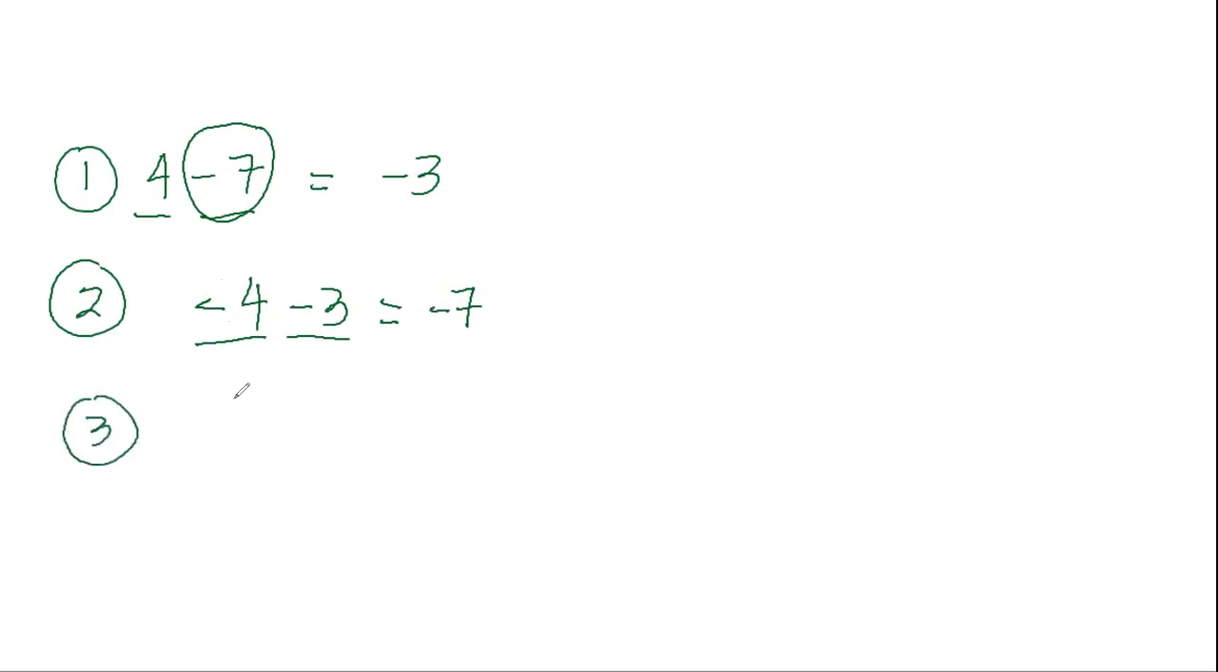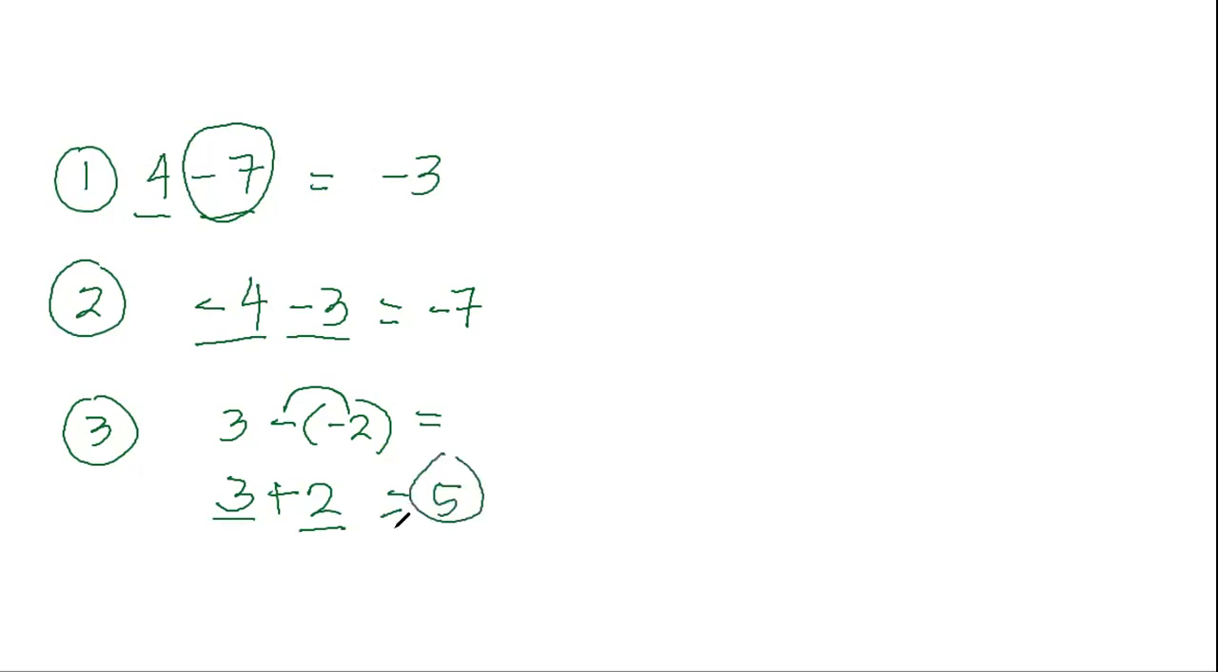Next, number 3. 3 minus negative 2. Negative and negative are next to each other. So we change the sign. Plus 2. Same signs, add and keep. So the answer is 5. Now it's your turn to do activity number 2.